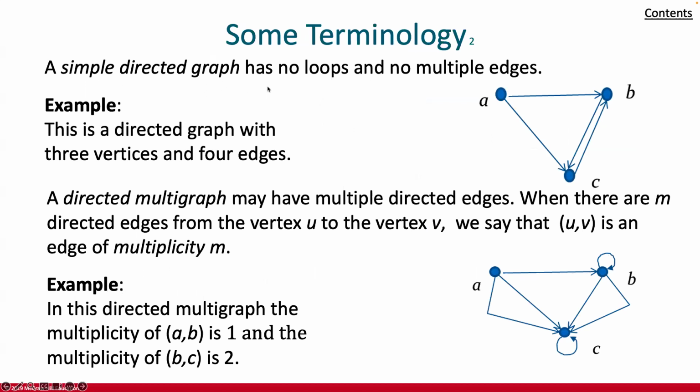So a simple directed graph has no loops and no multiple edges. So here is a directed graph with 3 vertices and 4 edges. A directed multigraph has multiple directed edges, where there are m directed edges from the vertex u to the vertex v. We say that uv is an edge of multiplicity m. And so in this directed multigraph, the multiplicity of AB is 1 and the multiplicity of BC is 2.